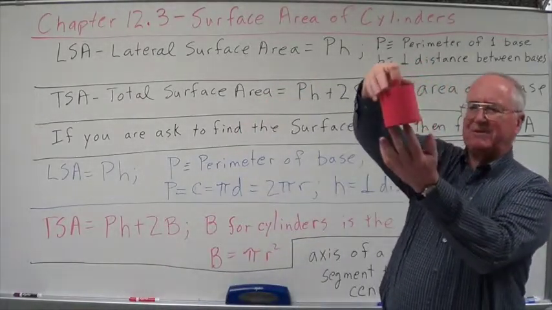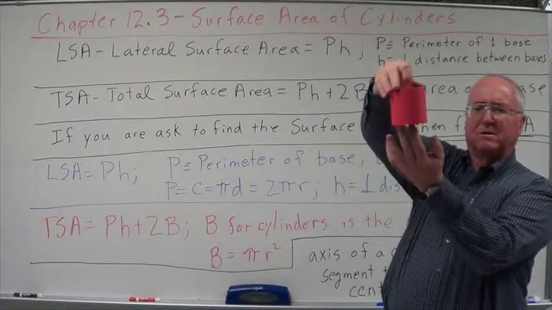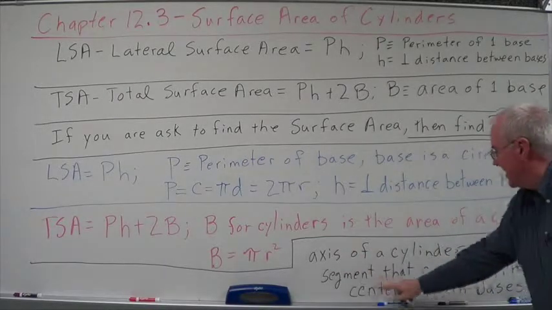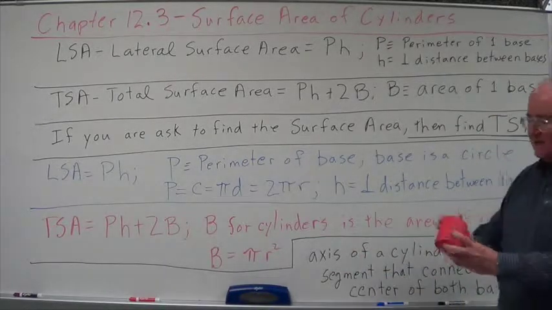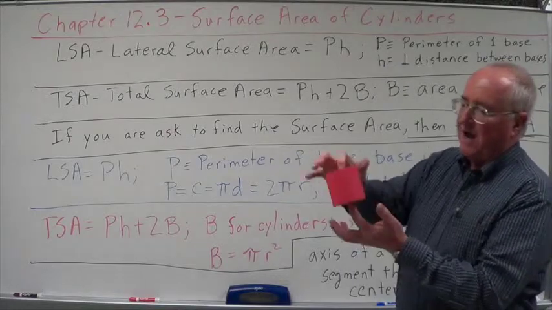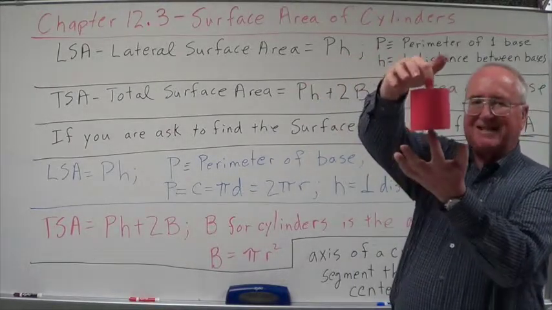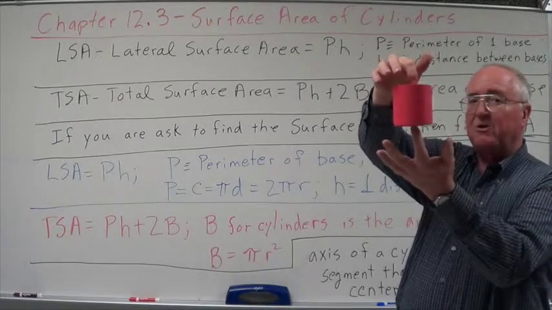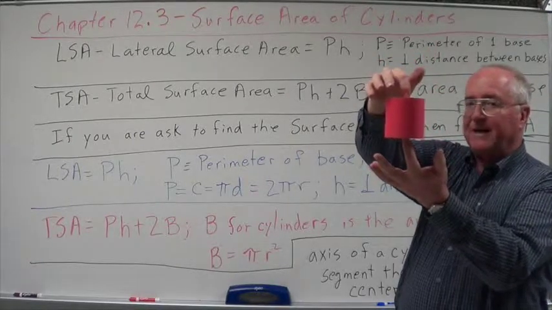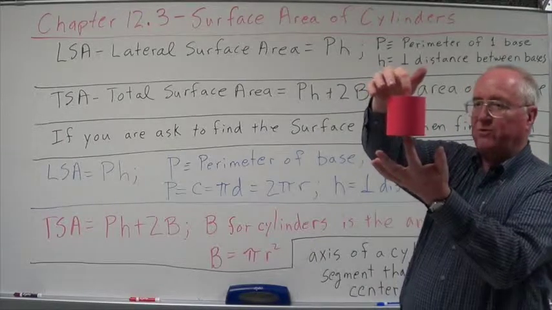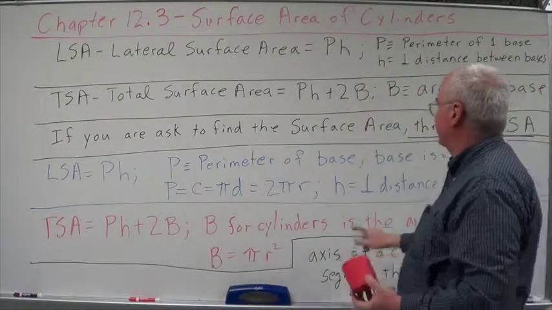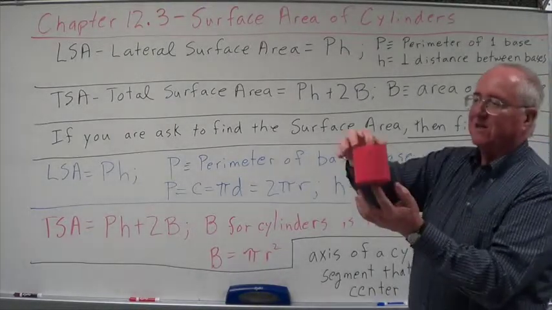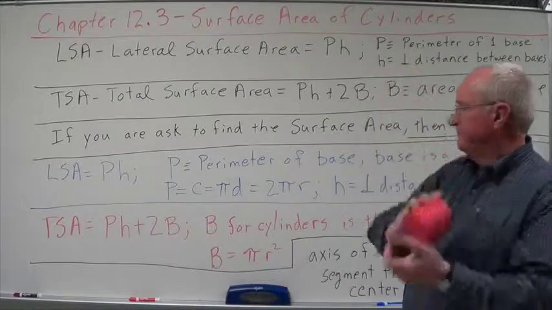Well, this happens to be a right cylinder. Why? Because the axis, what's the axis of a cylinder? Segment that connects the center of both bases. If I were to put a stick, a rod, through the center of both bases, that rod would be perpendicular to both bases. Therefore, this would be known as a right cylinder. It's not leaning like an oblique would. This is a right cylinder. H is the perpendicular distance between the bases. In a right cylinder, that's the length of the axis.